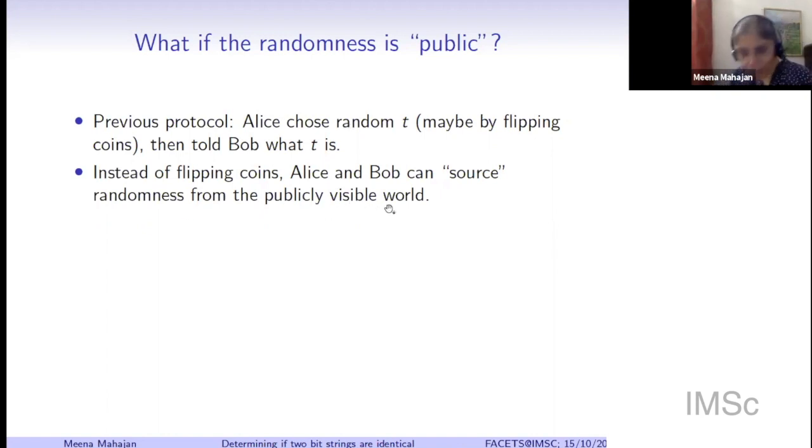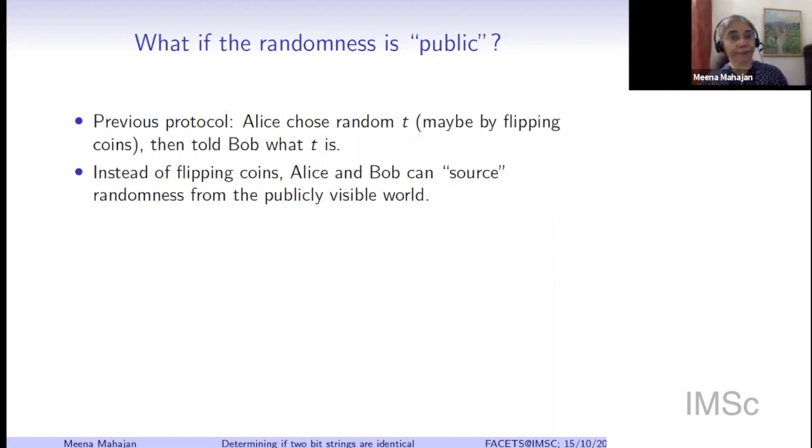So Alice is not going to flip coins and then send the outcome to Bob. Bob is not going to flip coins and send the outcome to Alice. They are far apart, but maybe there is some place where there is a bit stream which is reasonably random, which they can both see without too much cost. Remember, the communication between Alice and Bob is very costly, but maybe the cost of reading these random bits is very little. So we will even make this simplifying assumption that the cost of reading this public randomness is zero. It's free.